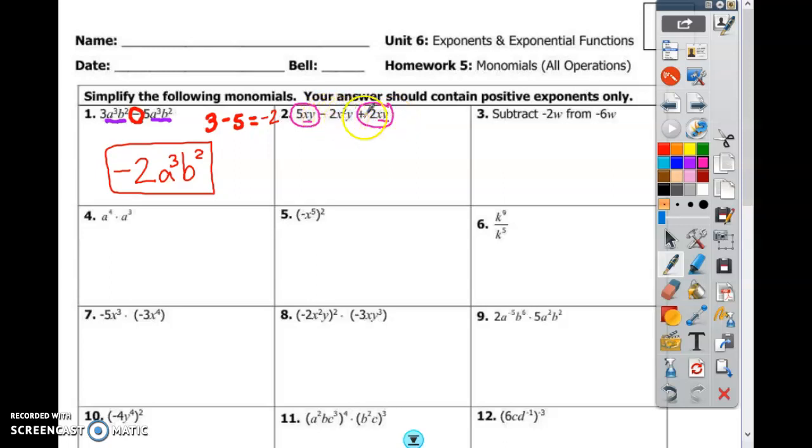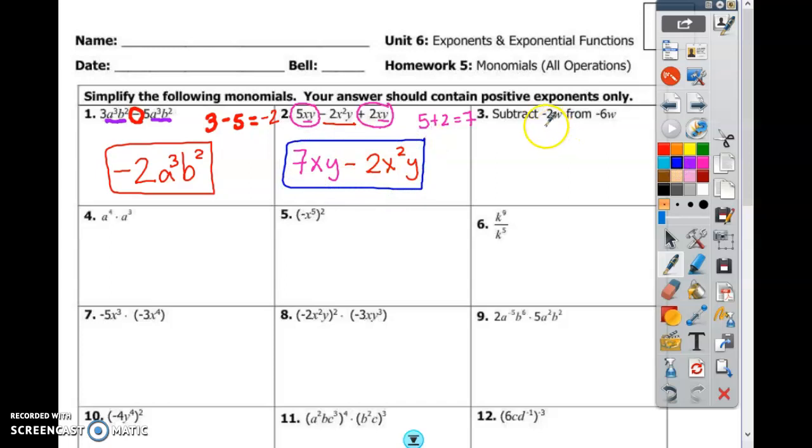The minus goes with this one, so you're going to keep it with that one. And over here, it has a plus in the front. That means we're going to add those two. So 5 plus 2 equals 7. So I have 7xy. And then the rest of the stuff, because there's nothing else I can do with it, you just bring it down. Okay? And that would be your final answer.